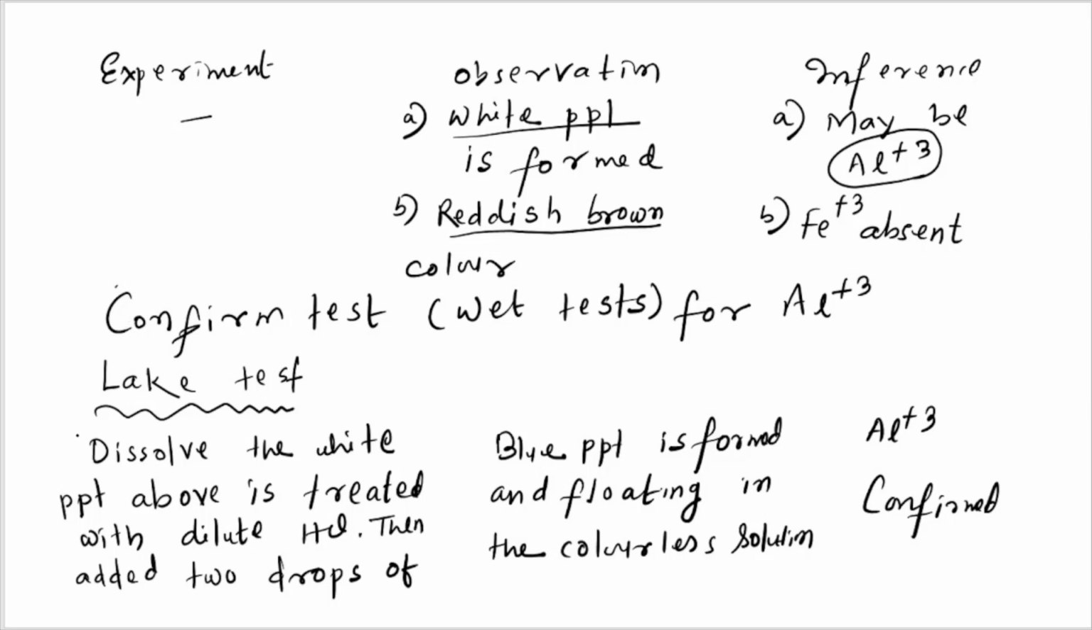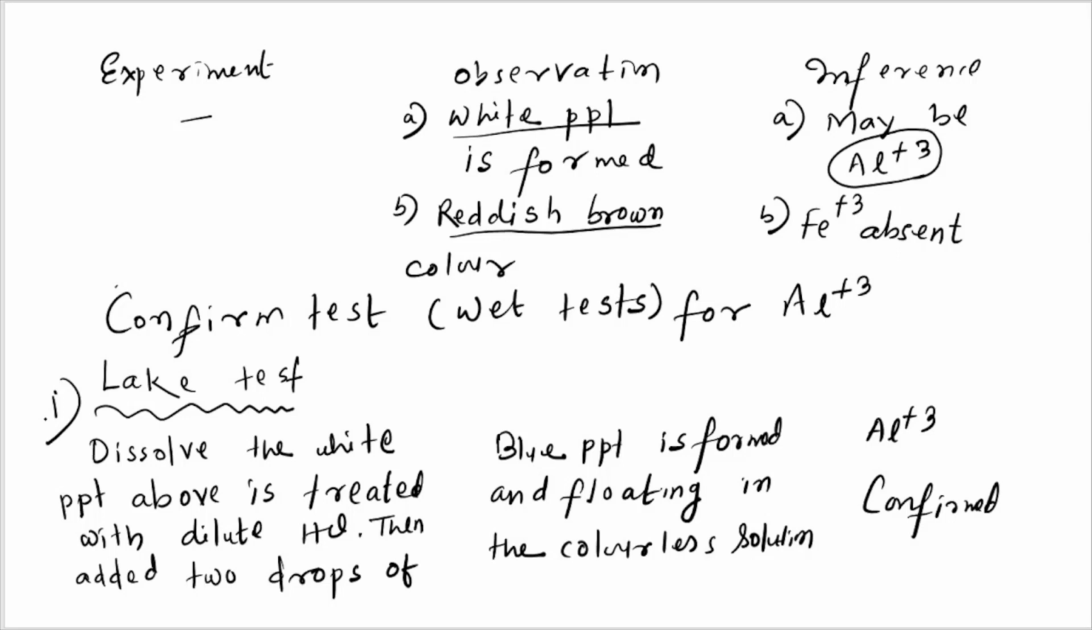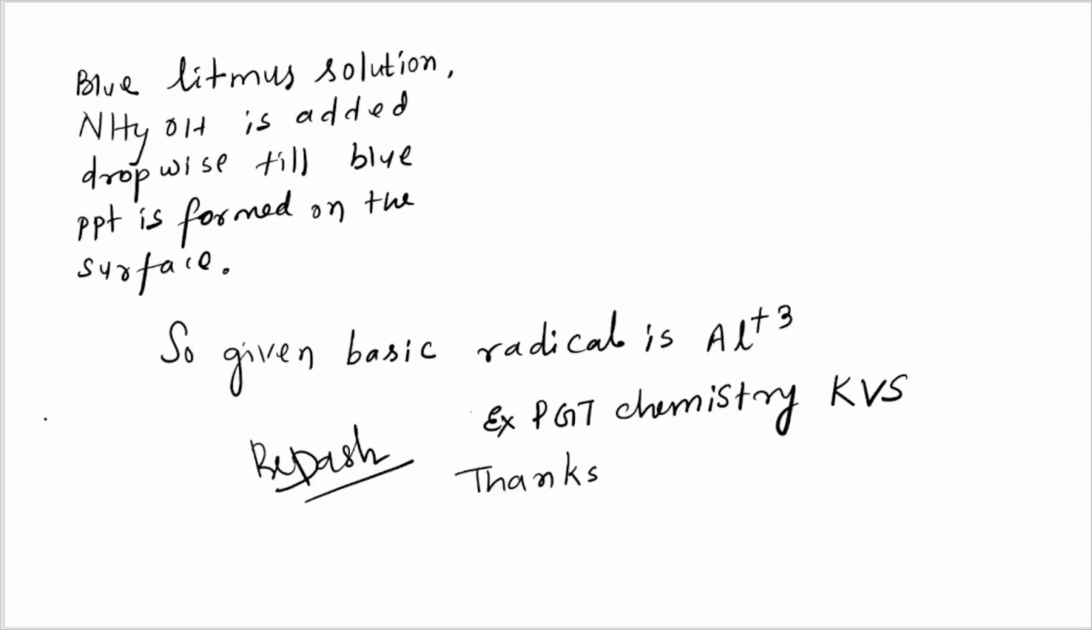dissolve the white precipitate here. With dilute HCl, the precipitate is dissolved. And then add 2 drops of blue litmus solution. NH4OH is added until the precipitate is formed on the surface. Again see, dissolve the white precipitate treated with dilute HCl, then add blue litmus solution. A blue precipitate is floating on the surface over the solution. Are you clear? You take that white precipitate and add dilute HCl, then 2 drops of blue litmus solution, and now dropwise you add ammonium hydroxide until the blue precipitate comes to the surface. This is one very important test for aluminium.